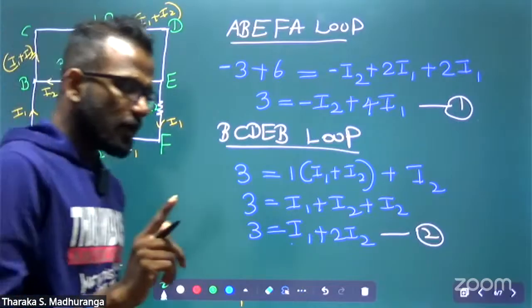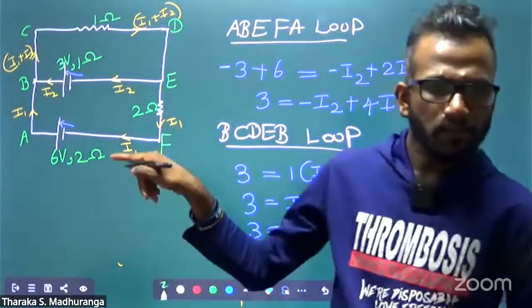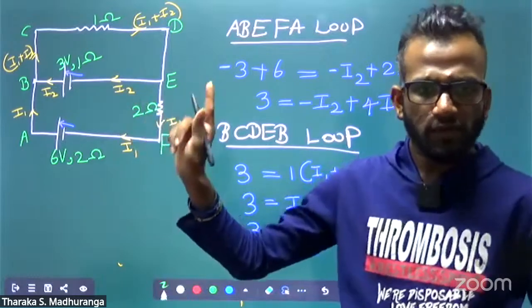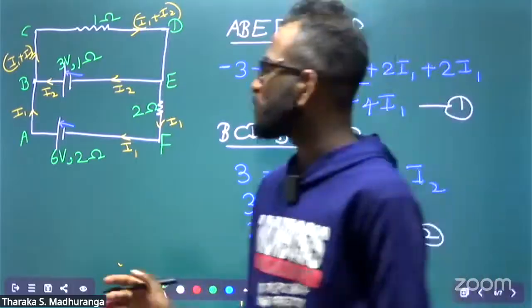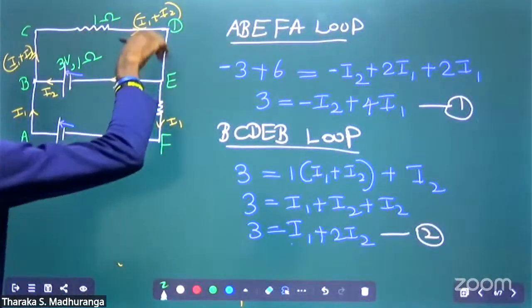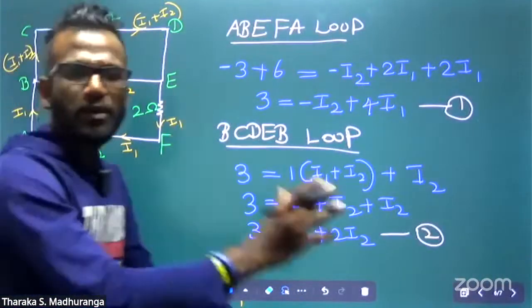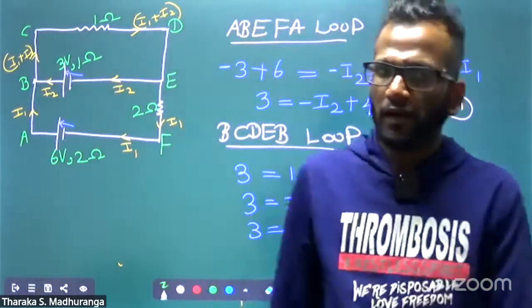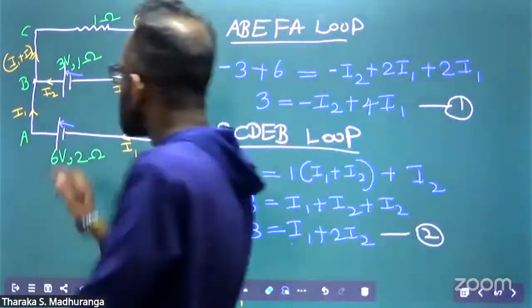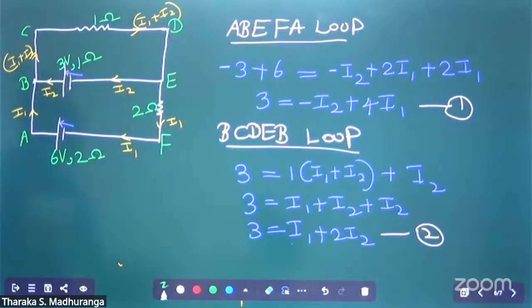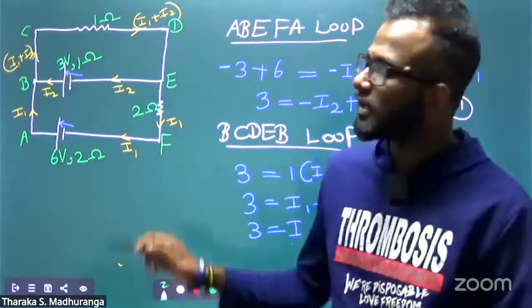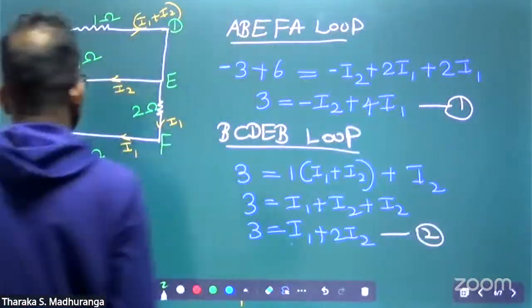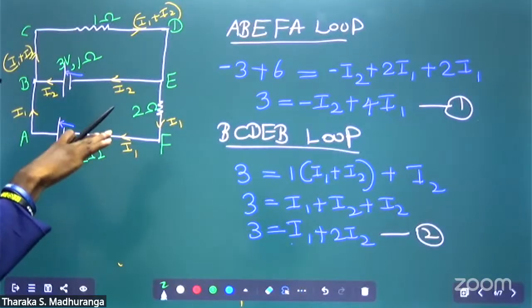Okay, as I told, marking the current direction is not a compulsory method. It's not a fixed method. If you want, you can mark it your own way, and you can calculate and the same answers will come. Like we did earlier, you can try. But in this question they gave the current direction, they think in different directions. That's totally up to you.